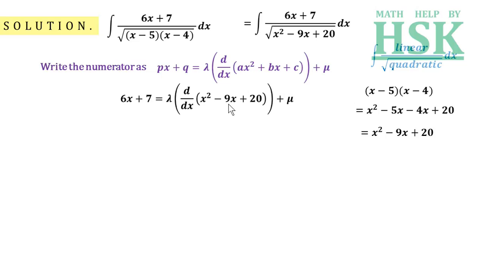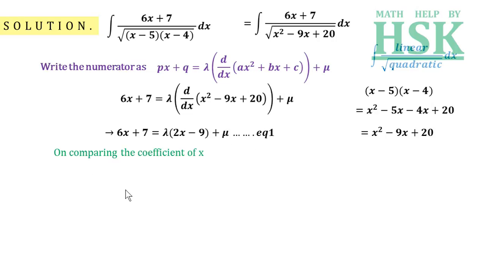This on differentiation would give me 2x − 9, so 6x + 7 = lambda(2x − 9) + mu. I mark this as equation number 1. On comparing the coefficient of x in equation number 1, the term having x on the left hand side is 6x, so the coefficient of x on the left hand side is 6 and on the right hand side is 2 lambda, because on the right hand side the term containing x is only 2 lambda x. So I get 6 = 2 lambda, or lambda is equal to 3.